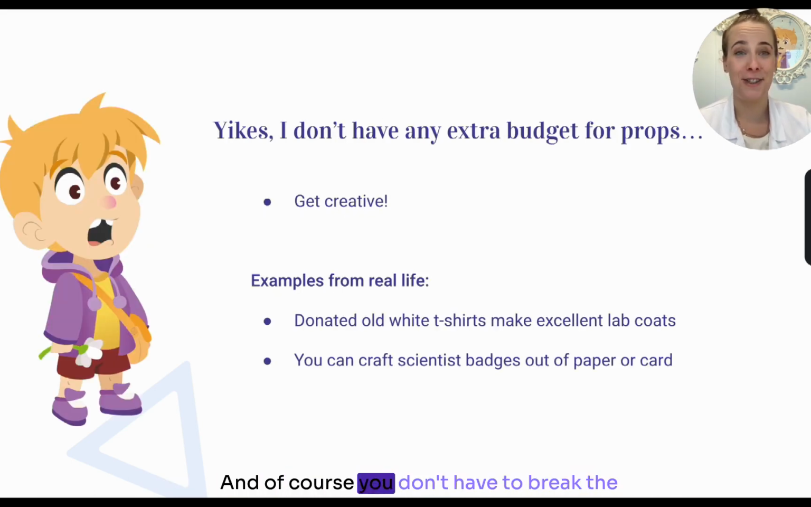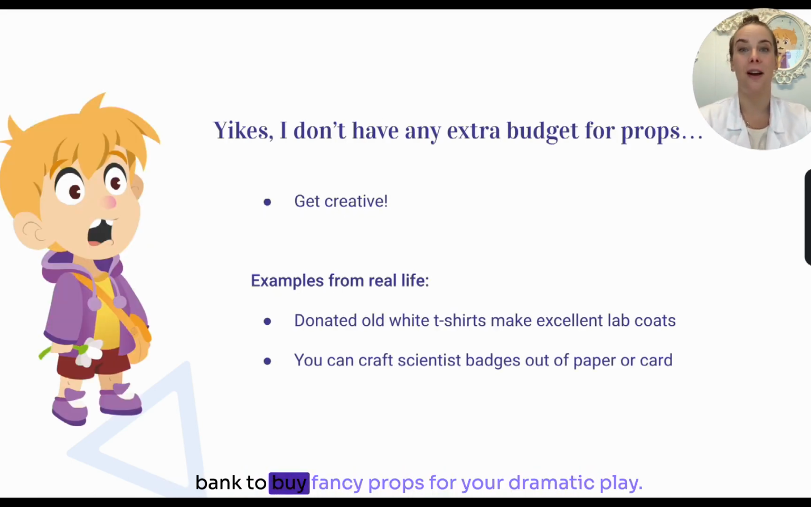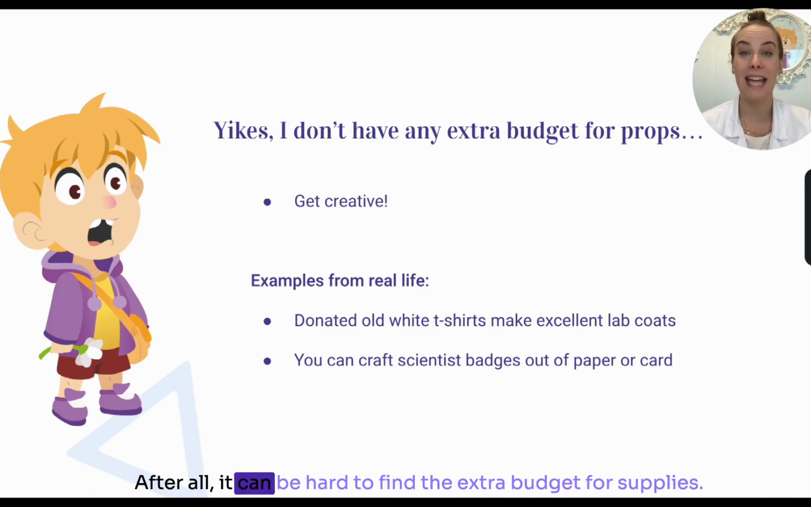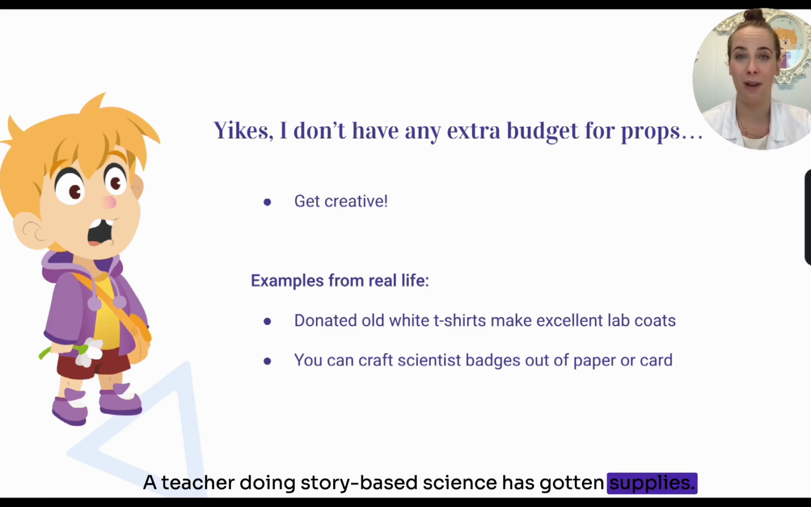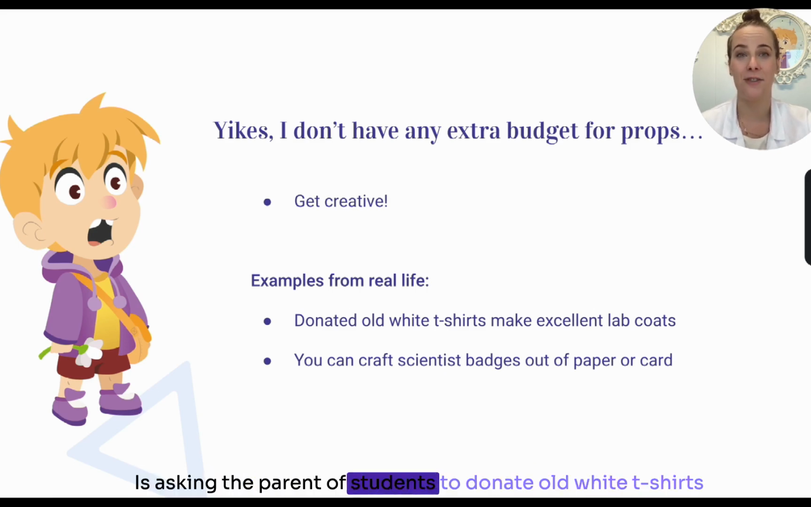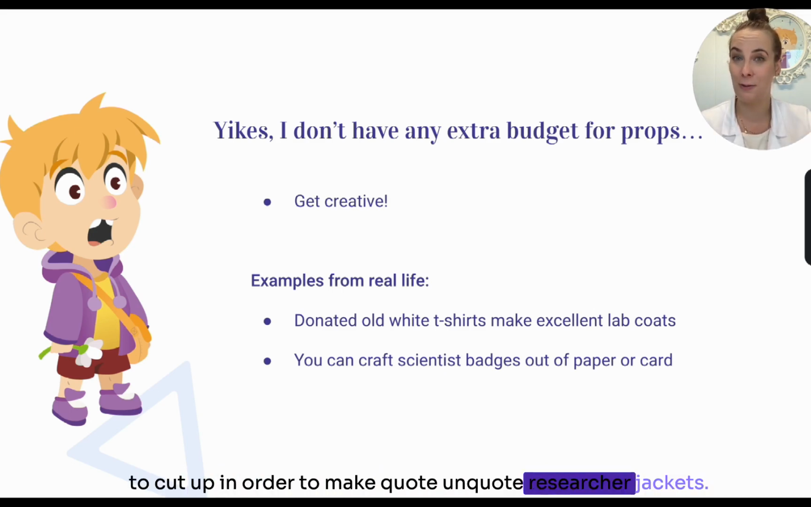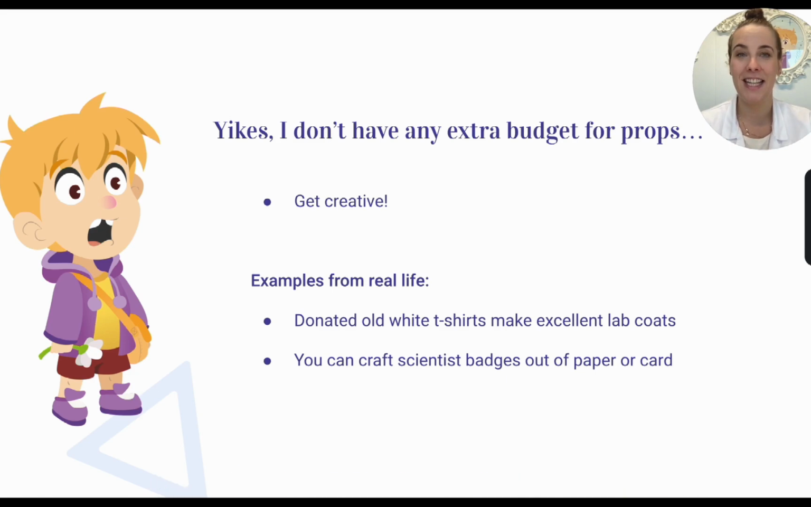And, of course, you don't have to break the bank to buy fancy props for your dramatic play. After all, it can be hard to find the extra budget for supplies. A super creative way a teacher doing story-based science has gotten supplies is asking the parents of students to donate old white t-shirts to cut up in order to make quote-unquote researcher jackets. Even something like a badge can be as simple as a neatly cut piece of paper.